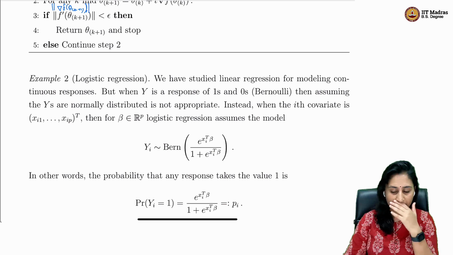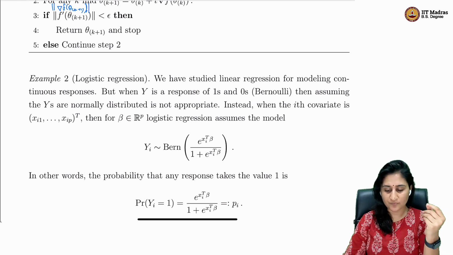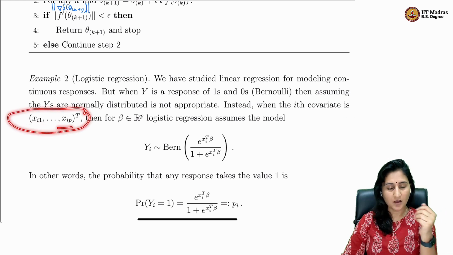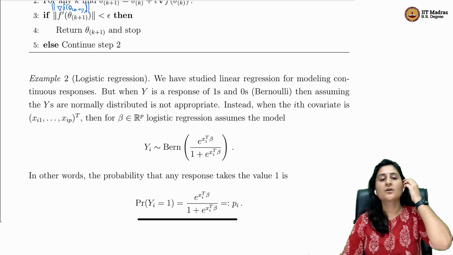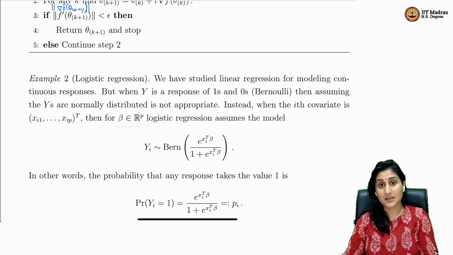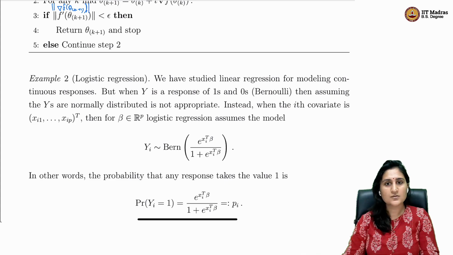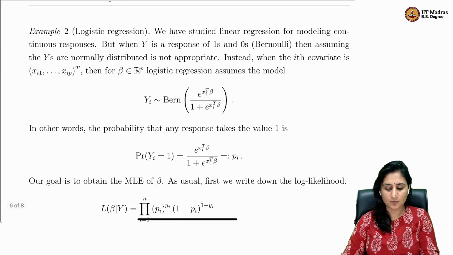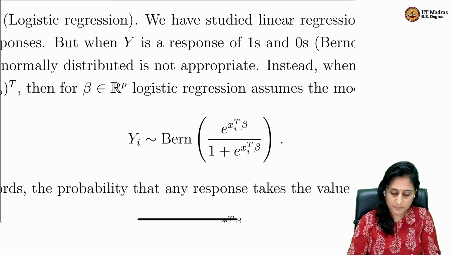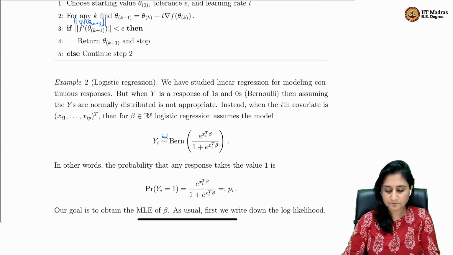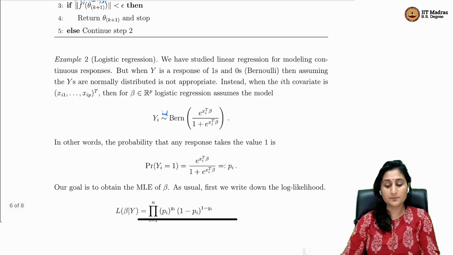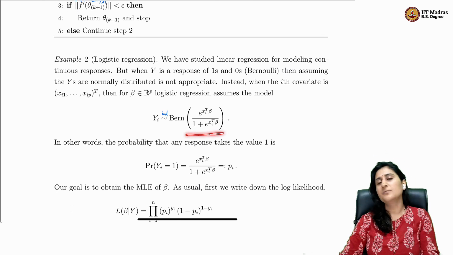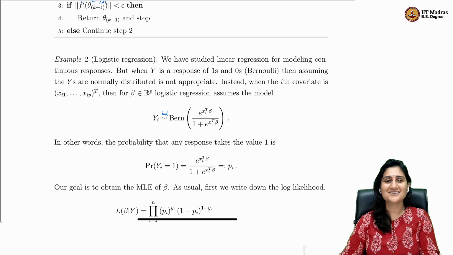Which means that for every ith observation, I have a covariate xi1 up to xip. So this is my vector of covariates. And for each and every one of them, I have a regression coefficient beta, which is again also p-dimensional. And then in logistic regression, we assume the model yi, and I'm missing a key assumption here, is independent. All of these are independent with Bernoulli distribution with certain probability of success, which in logistic regression is e to the power xi transpose beta divided by 1 plus e to the power xi transpose beta.